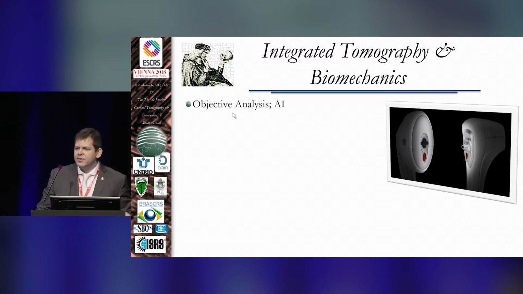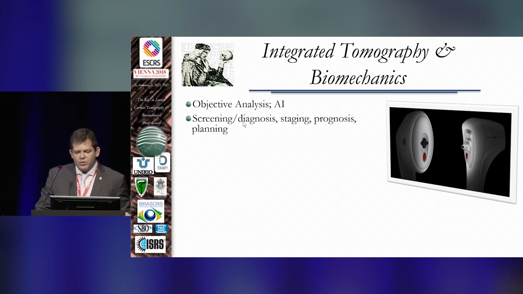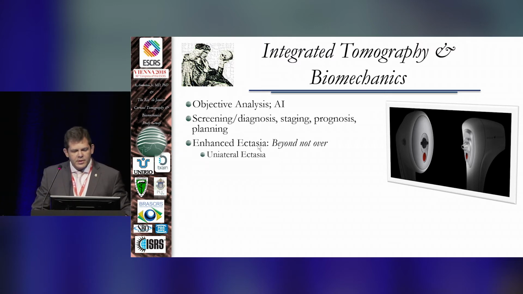and artificial intelligence is definitely the way to go. It's important to understand that diagnosis and screening are different. Also, staging, prognosing, seeing progression, and planning procedures will be different approaches for using the objective information that we have from imaging. Enhanced ectasia, we have to go beyond, but definitely not over. Unilateral ectasia can occur. I prefer to call those cases ectasia, not keratoconus.